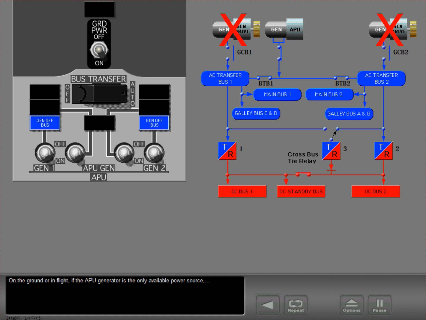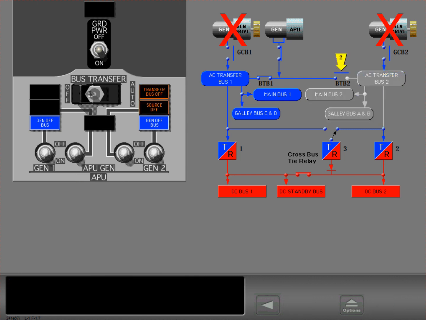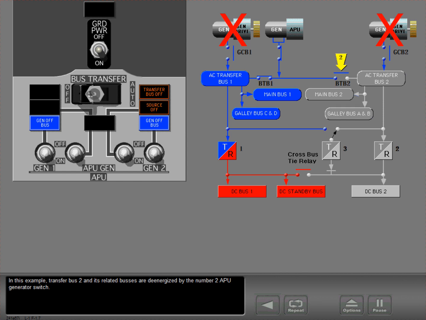On the ground or in flight, if the APU generator is the only available power source, the off position arms each bus tiebreaker to open if its related APU generator switch is set to off. In this example, transfer bus 2 and its related buses are de-energized by the number 2 APU generator switch.